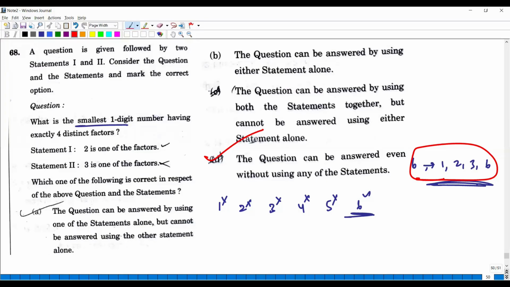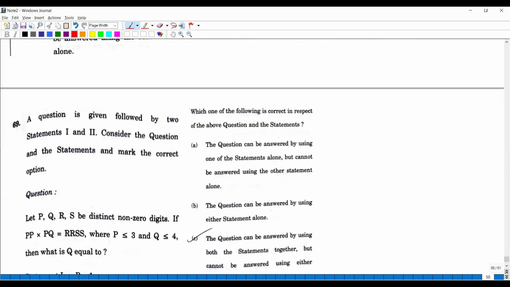It is partly difficult and partly easy. You can consider it as easy also. When you know how to find the factors, it will be very easy, but it can be confusing. Statement 1 and statement 2 are the traps. So you can answer even without using any of the statements.